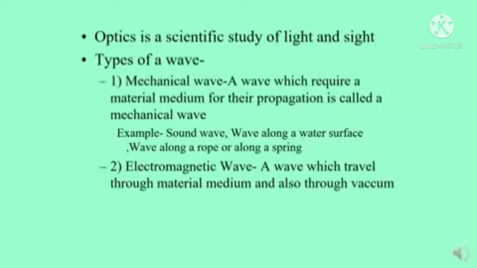In 11th science, we have already studied how transverse waves and longitudinal waves are propagated through the medium. Here we study mechanical waves and electromagnetic waves. First, we will see mechanical wave. A mechanical wave is a wave which requires a material medium for its propagation. That means a mechanical wave travels through either a solid or air medium, but it does not propagate through vacuum.